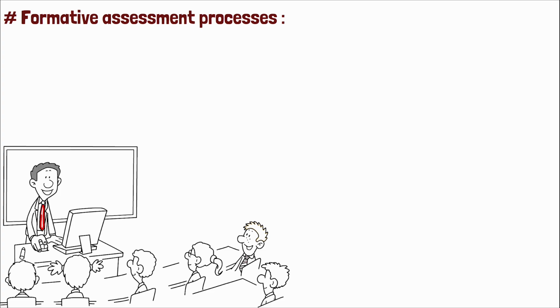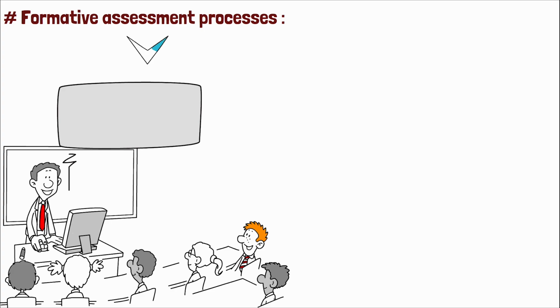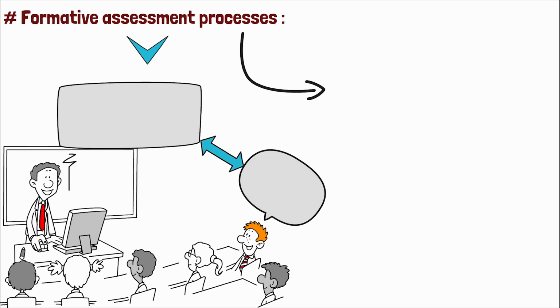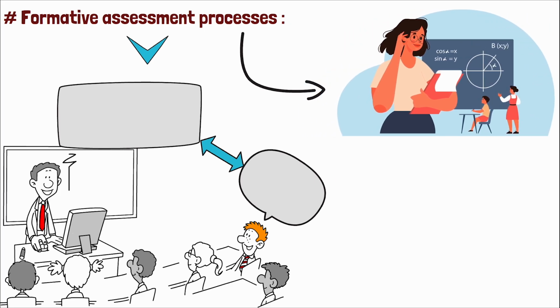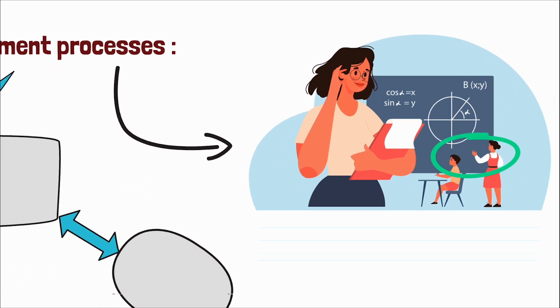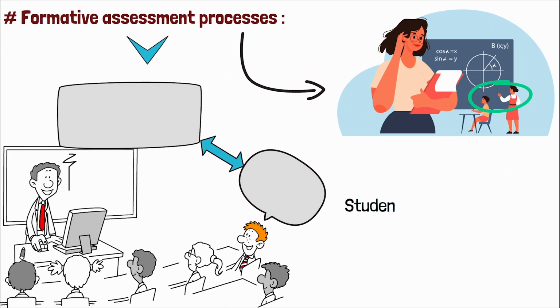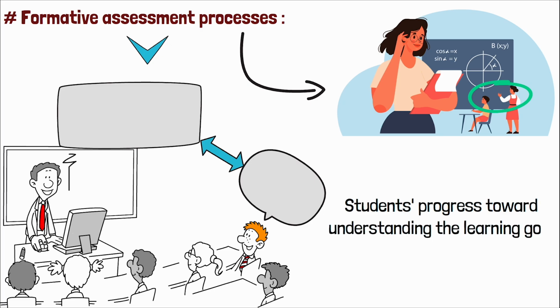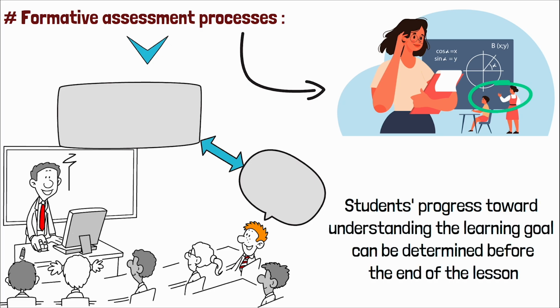Formative assessment processes, when implemented as part of effective teaching practices, use feedback loops to help move student learning forward. These assessments are integrated into daily instruction and provide immediate feedback to both students and teachers. For example, embedding formative assessment tasks into a lesson or unit during planning allows teachers to identify the amount and type of scaffolding assistance needed by students. This approach ensures that students' progress toward understanding the learning goal can be determined before the end of the lesson, enabling timely feedback and adjustments to instruction.